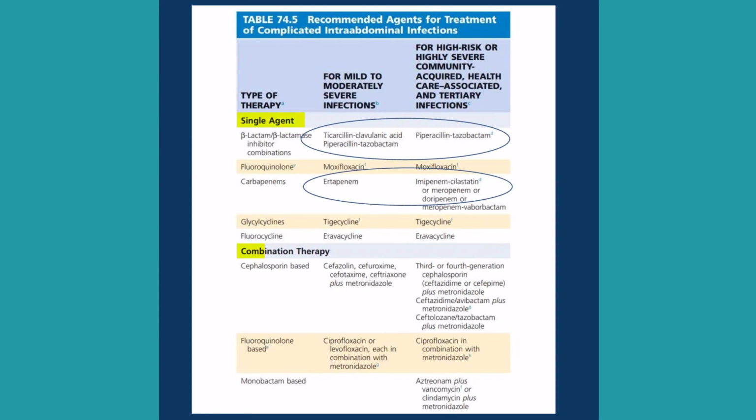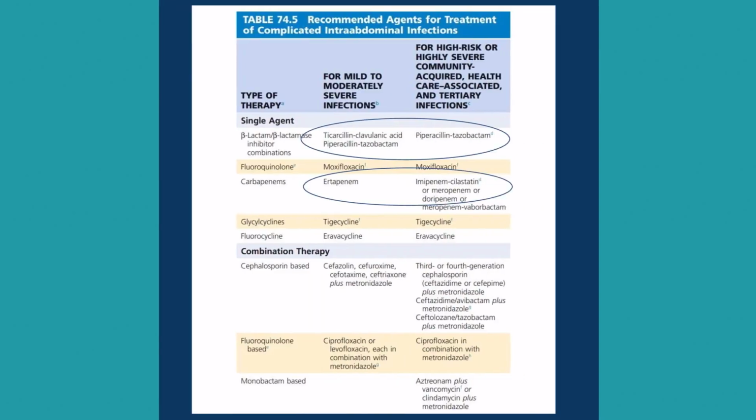So, recommended agents for the treatment of complicated intra-abdominal infections. They have divided it into single agent and combination therapy. Mostly in India, we would choose a beta-lactam beta-lactamase inhibitor, which you can see here is piperacillin tazobactam. Piperacillin is a penicillin group, which is a beta-lactam, and tazobactam is a beta-lactamase inhibitor. So it will work for ESBL producing organisms, and that would be the ideal choice. The other BL-BLI is cefoperazone sulbactam, which can also be used for intra-abdominal infections.